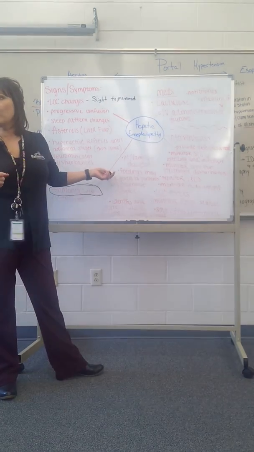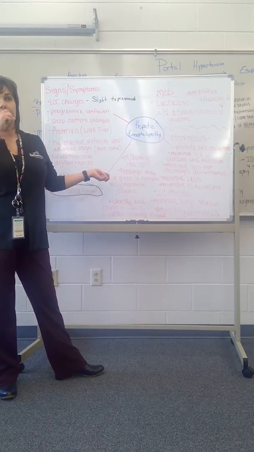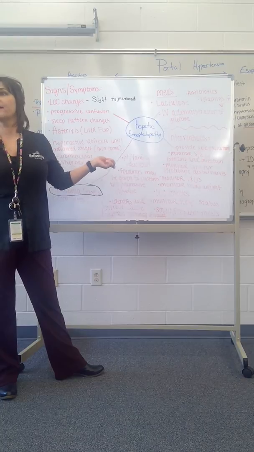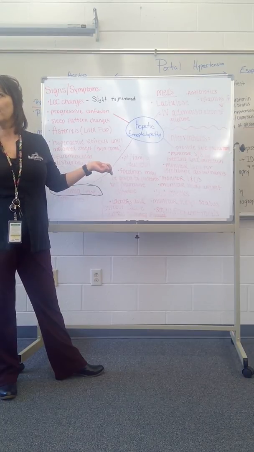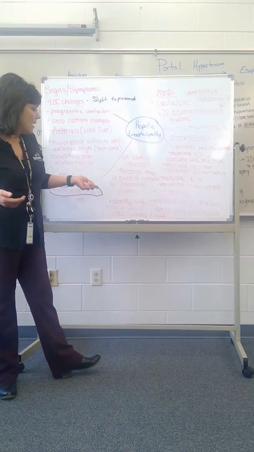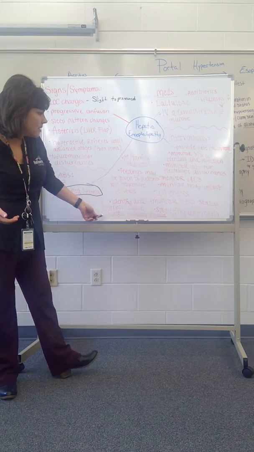Feedings, they may be a candidate for a feeding tube, okay? Because as the disease progresses, it's more difficult for them to eat and to tolerate foods. Okay, they just have vomiting. Identify and correct causes.